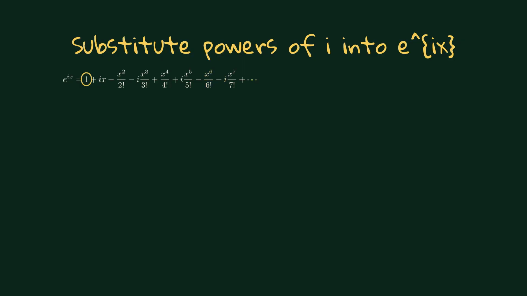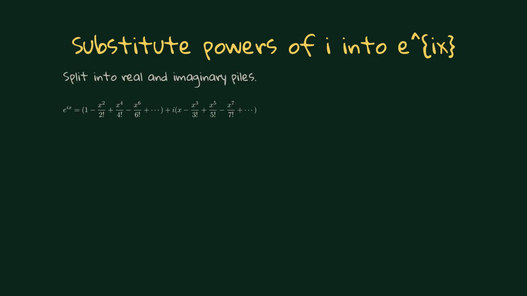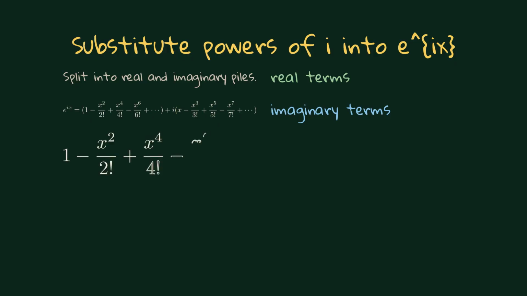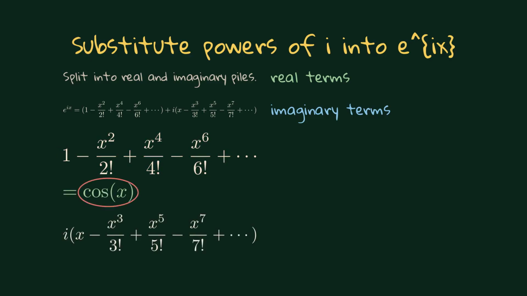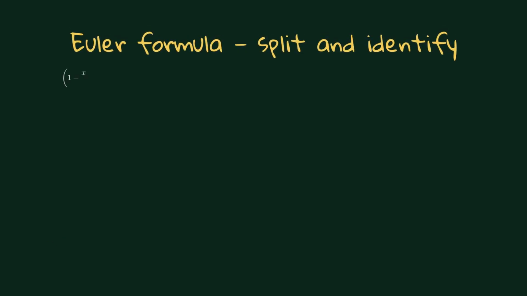Now, split the terms into two groups. Put the real terms in one pile, put the imaginary terms in another. The real terms are 1 minus x squared over 2 factorial plus x to the 4th over 4 factorial minus x to the 6th over 6 factorial, and so on. That is cosine of x. The imaginary terms are i times (x minus x cubed over 3 factorial plus x to the 5th over 5 factorial minus x to the 7th over 7 factorial plus ...). That is i sine of x.